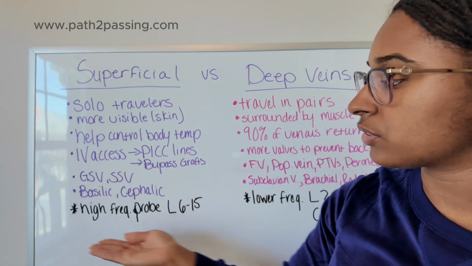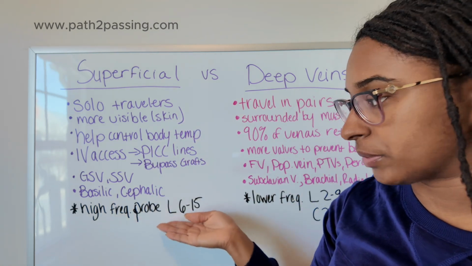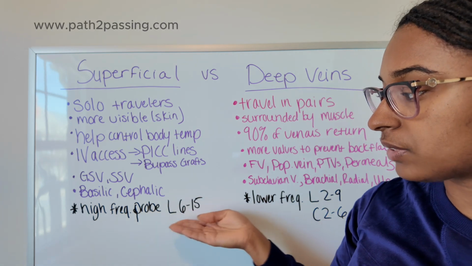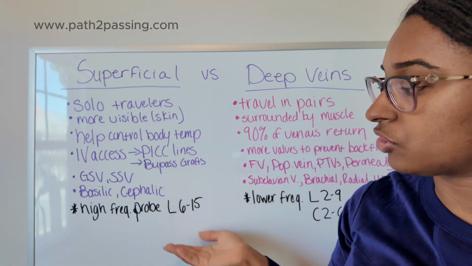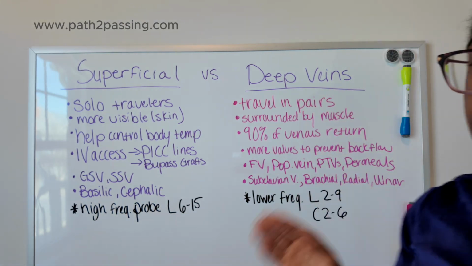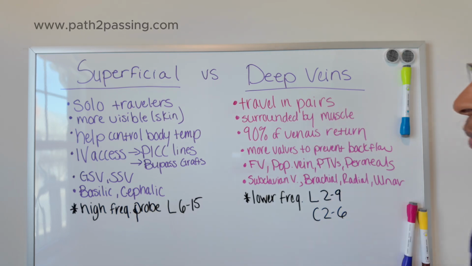So for superficial vessels, you're going to use high frequency probes, okay? Ultrasound techs, you're going to use high frequency cameras. This is going to be like your 615, your linear 615 if you have a GE machine. So let's go over to the deep veins and how do deep veins differ from your superficial.